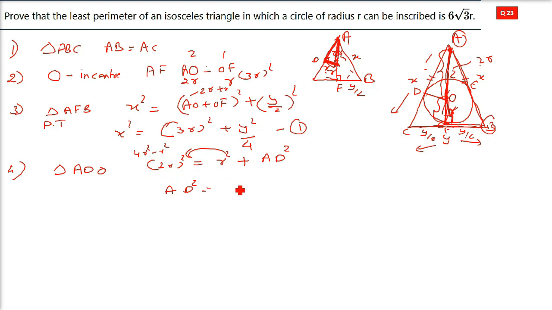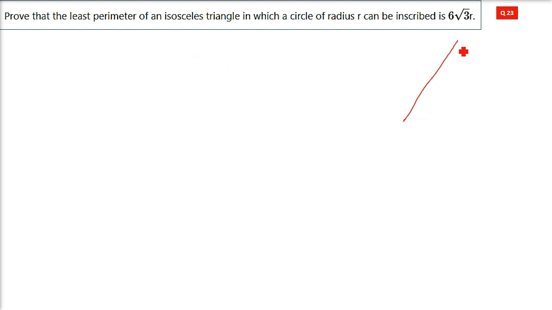So AD square is 4R square minus R square, that is 3R square. So AD will be equal to under root 3R square, that is root 3 into R. This is your AD. Now the next thing comes, the property of the tangent.